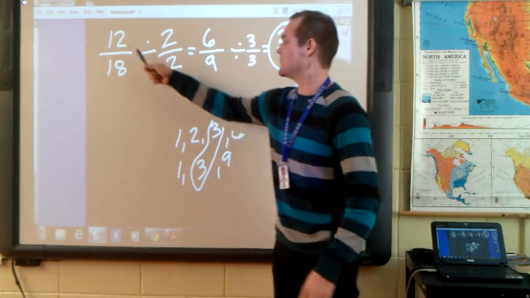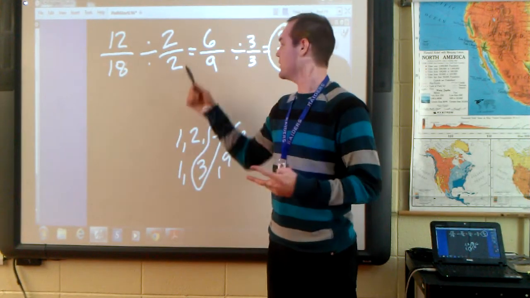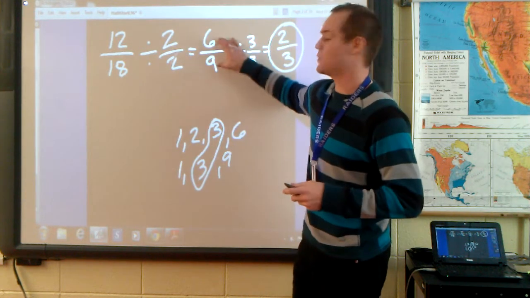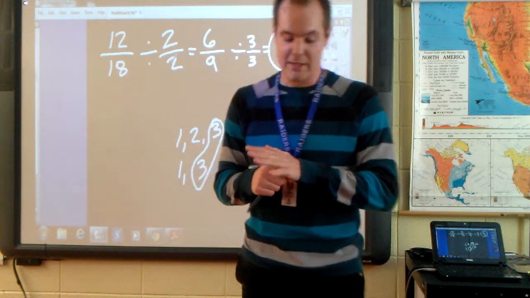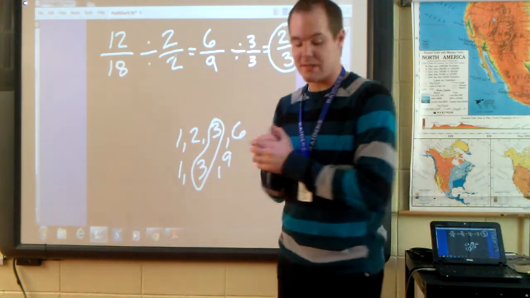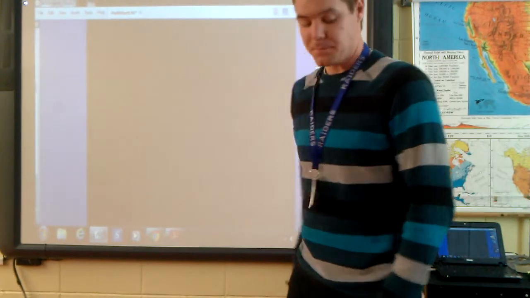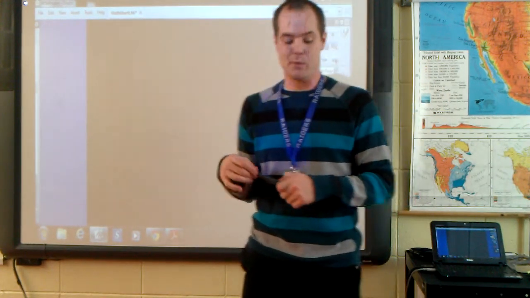If you'd like to recognize that both terms are divisible by 2, both terms are even, you can start by dividing both terms by 2 and getting smaller numbers to work with before you find the greatest common factor. All right, let's look at the first example found on page 634. You will write this answer down under the Example 1 line.